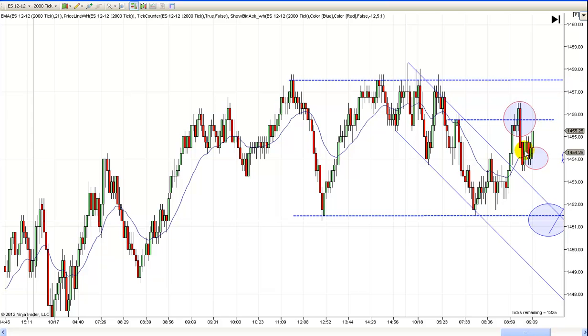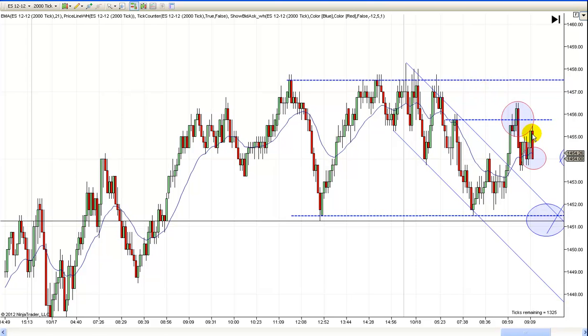But notice all this overlap in here with all these dojis and all. That's not a good place to be going long. And look, it looks like it's going to go higher, and all it does is trap people.